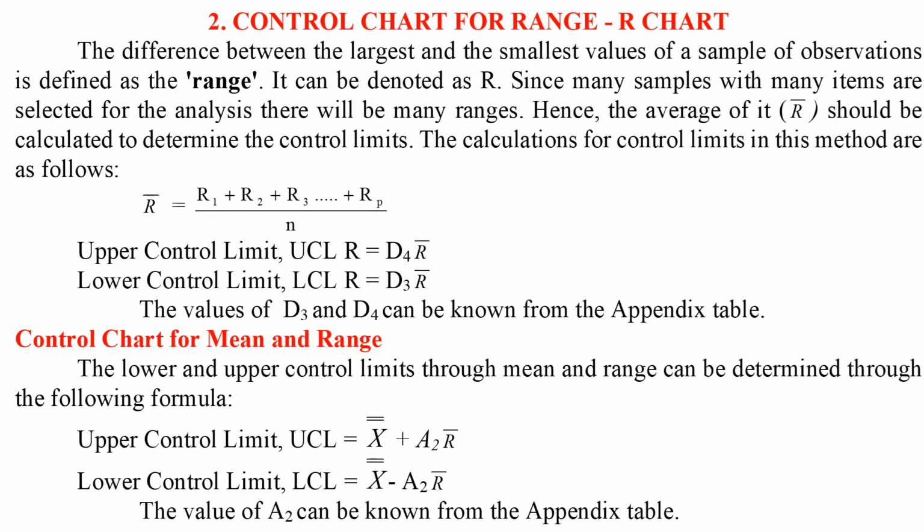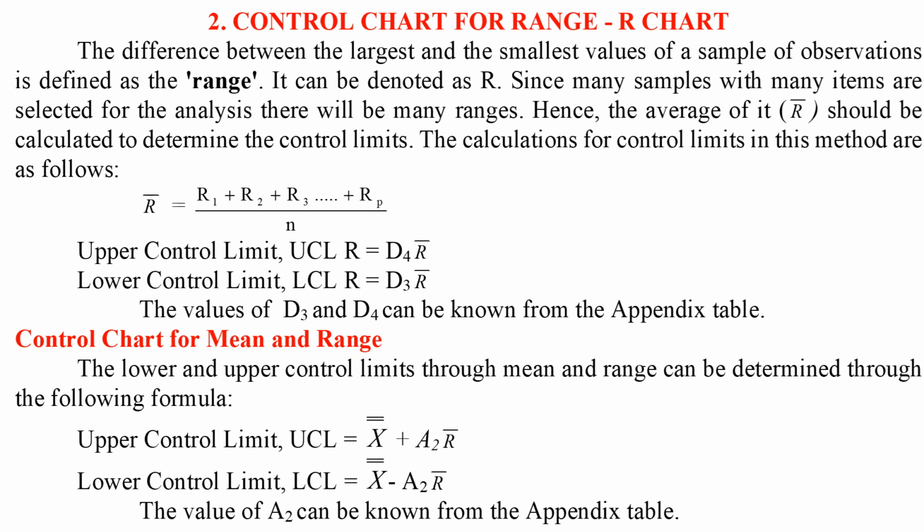The calculations for control limits in this method are as follows. R bar equals sum of R, that is all ranges, divided by number of R, that is ranges. Upper control limit, UCL of R equals D4 R bar. Lower control limit, LCL of R equals D3 R bar. The values of D3 and D4 can be known from the appendix table.